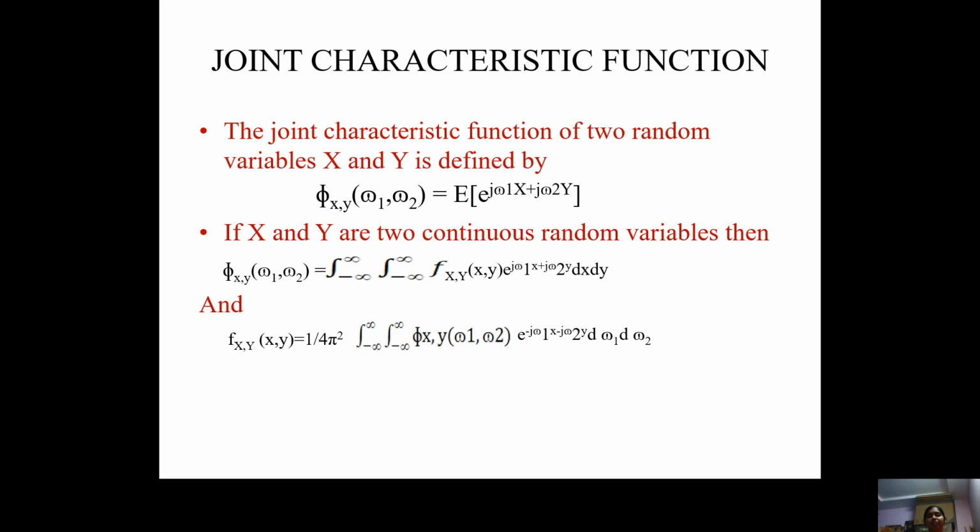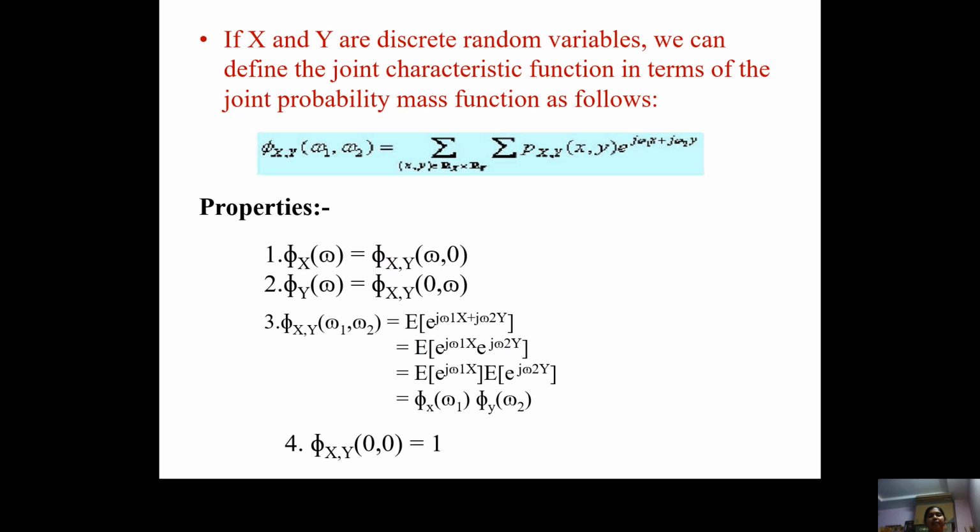Broadly, if we observe this, these are like Fourier and inverse Fourier transforms, except there is a sign change. If x and y are discrete random variables, we can define the joint characteristic function in terms of the joint probability mass function as follows.